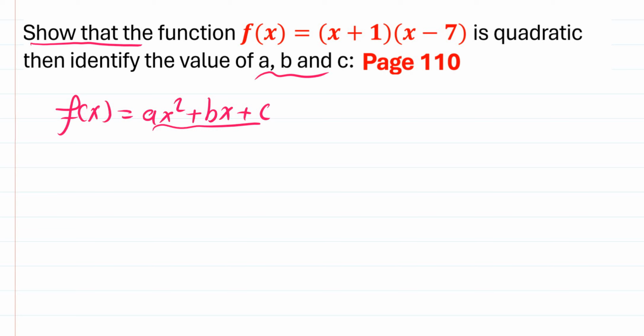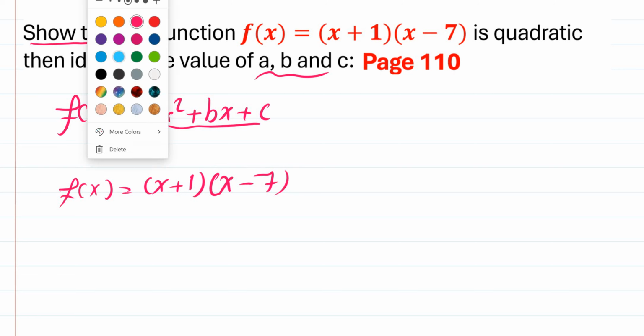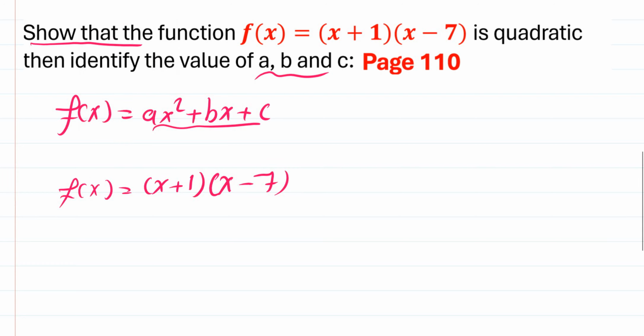Let's rewrite. f of x equals (x plus 1)(x minus 7). Students, just change the color, like I'm using red a lot today. Okay, no worries. In order to expand these two brackets, we need to start with the first term of the first bracket, which is x. Multiply x by x and by negative 7.